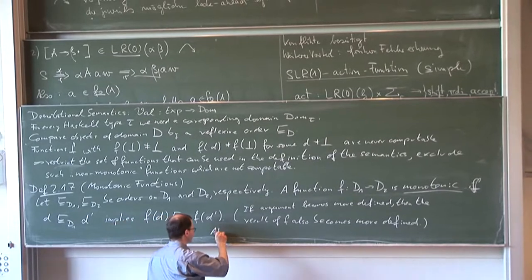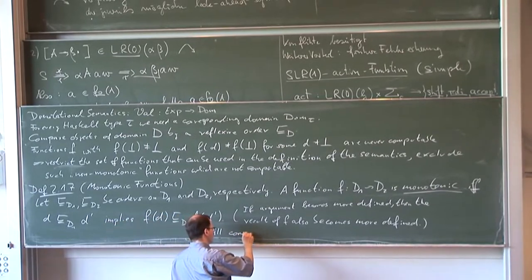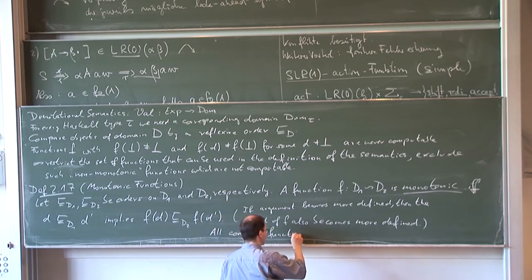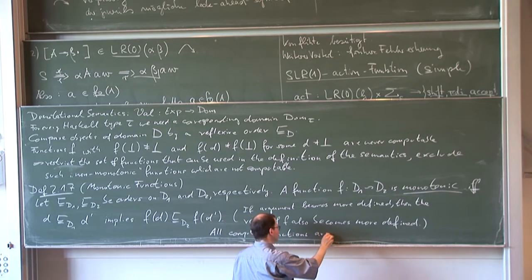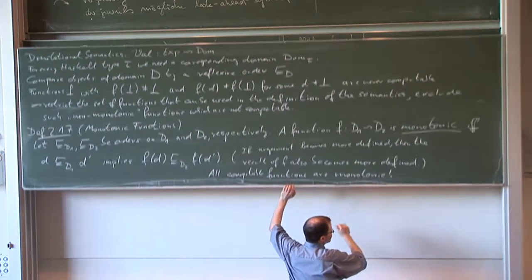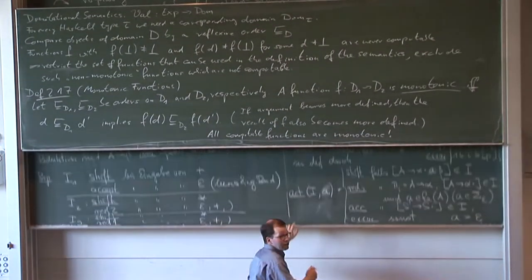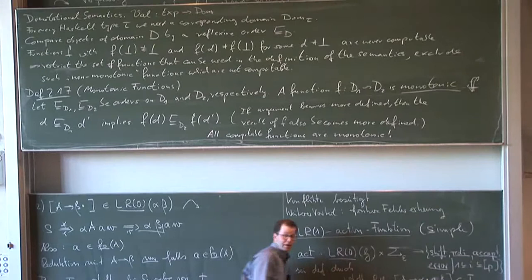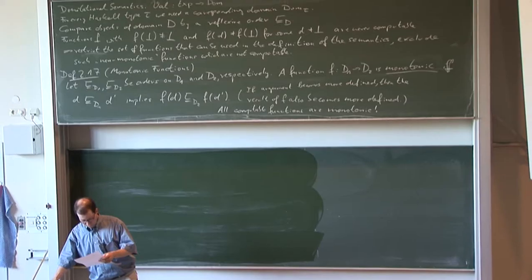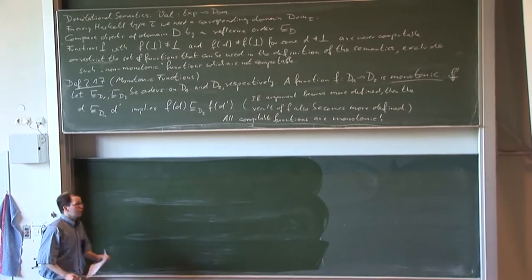So all computable functions are monotonic. Now the converse is not true. There are monotonic functions that are not computable, and we will see such functions later on. Okay, let's look at one more example.